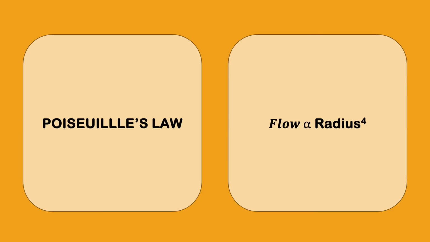Poiseuille's law is definitely going to be there on your exam. It states that the flow of fluid is directly proportional to radius raised to 4. So if you increase the size of cannula gauge just slightly, the flow will be like 4 times increased.